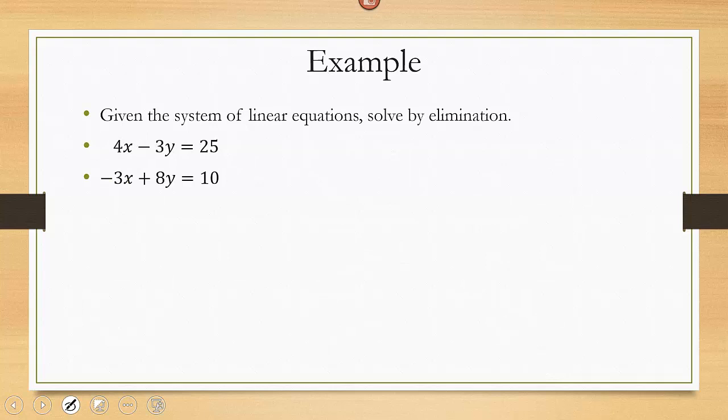Okay. Something even more difficult, but not so much. Given the system of linear equations solved by elimination, we have 4x minus 3y equals 25, and negative 3x plus 8y equals 10. Okay, are any of these set up for us? So I have 4 minus 3, that's 1. 8 minus 3, that's 5. No. So what we need to do is figure out a way so that we can cancel the top and the bottom of one of the variables. So let's see.